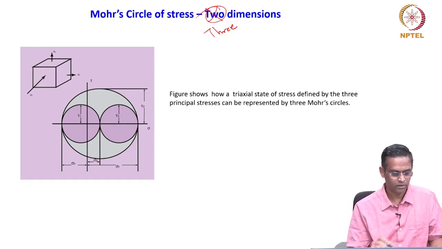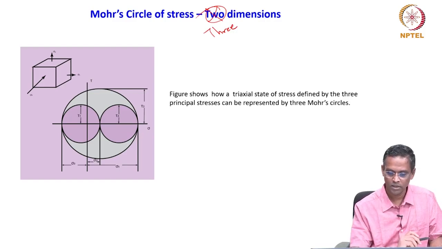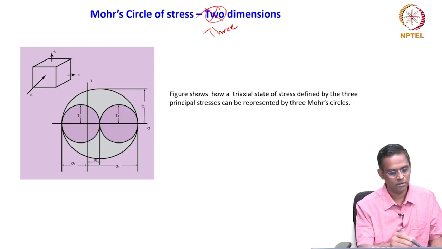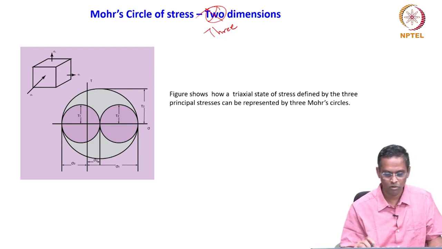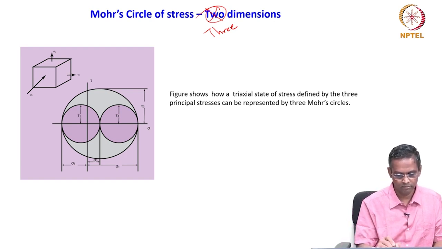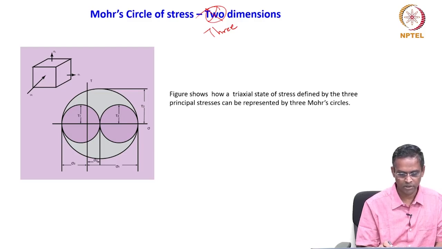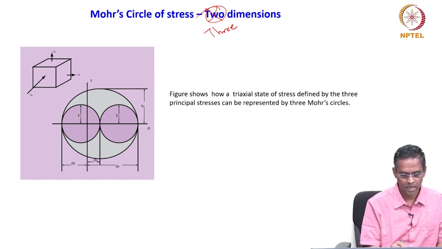So what are we seeing? This is a member which is subjected to a triaxial state of stress. That means two normal stresses of equal magnitude, in tension mode, and the third one in a compression mode. So the three-dimensional state of stress is plotted in the Mohr circle. What we are seeing here is sigma 1, the highest principal stress, and sigma 2 is here, and sigma 3 is completely compression.